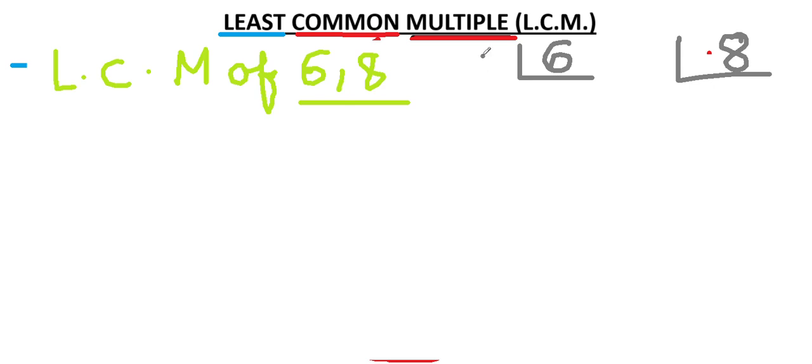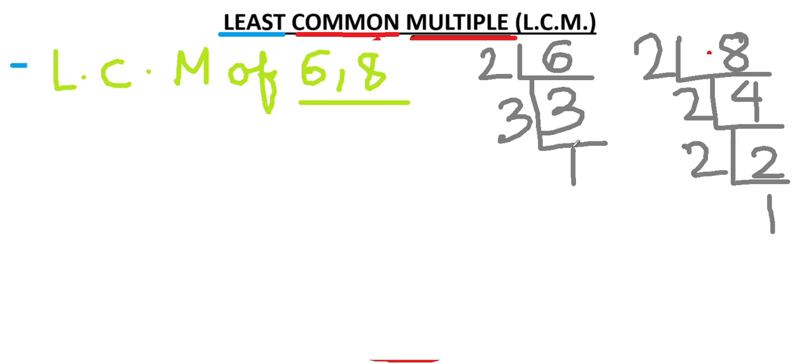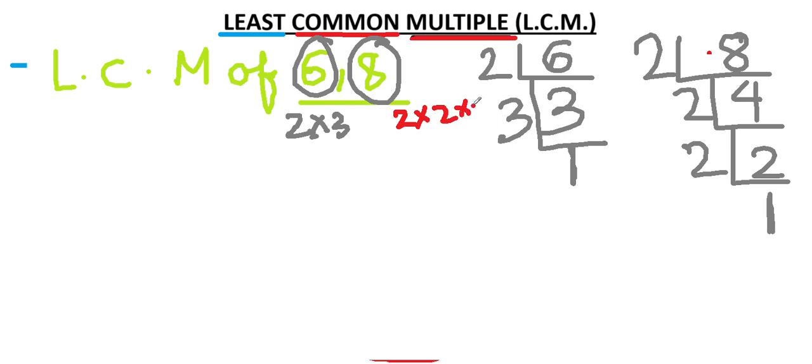Let's see now. 2 times 3 is equal to 6. 3 times 1 is equal to 3. 2 times 4 is equal to 8. 2 times 2 is equal to 4. And 2 times 1 is equal to 2. As discussed earlier, it is always better to keep the 1 at the end so that you are confident that you haven't missed any part. Now, 6 is equal to 2 times 3, and 8 is equal to 2 times 2 times 2.